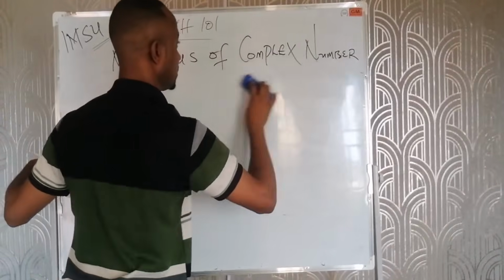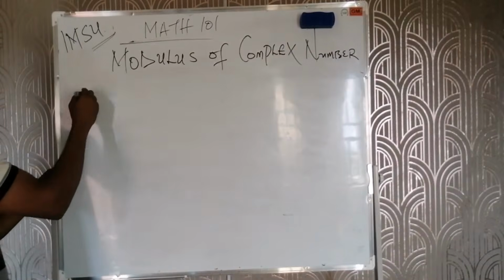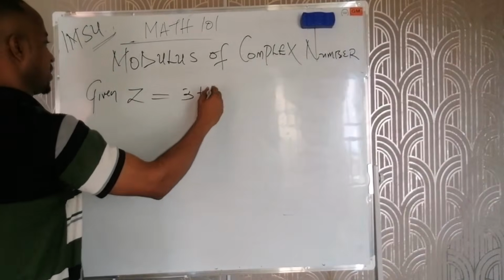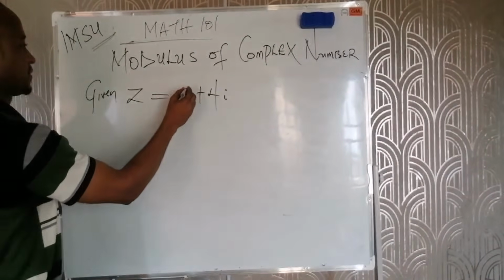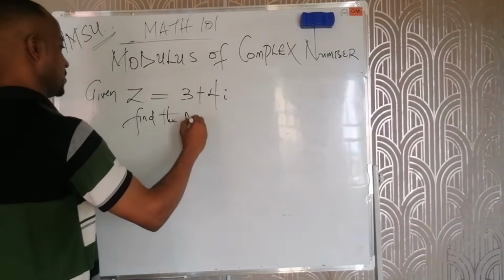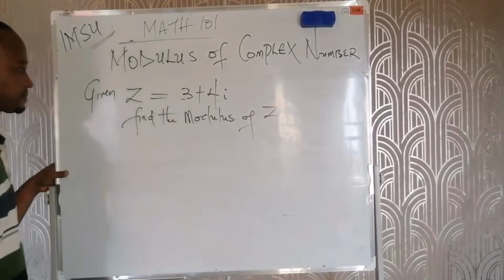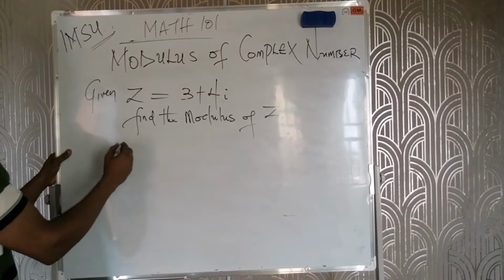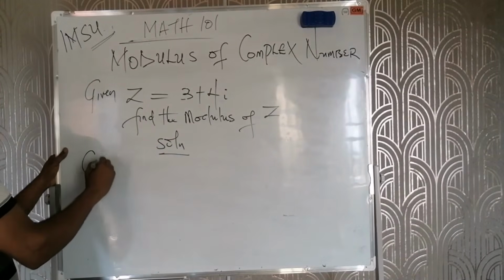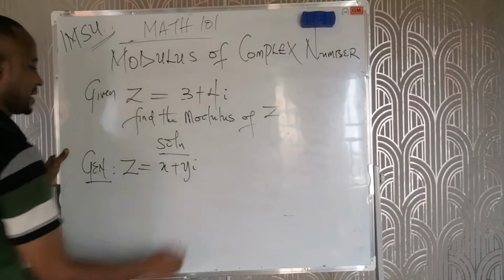Okay, so let's proceed further. All right, so let's look at this. If we are given that z equals 3 plus 4i, and we're asked to find the modulus of z, to solve this is very simple. The general expression, right? We know z equals x plus yi.